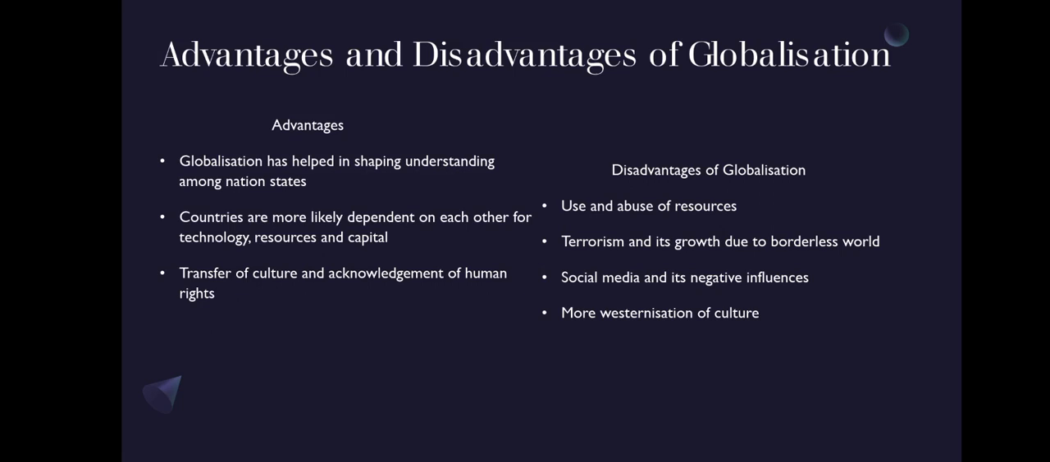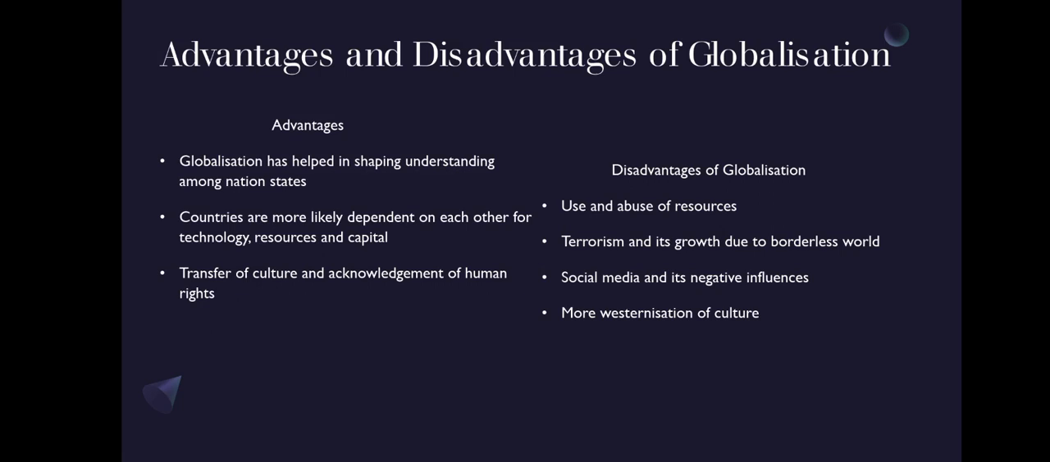That means the nation states are more comfortable with each other because they are sharing information. Countries are more dependent on each other for technology, resources, and capital. Obviously, the bigger countries provide resources and technology to the smaller countries, and the smaller countries get capital, so they deliver services to them. That we have learned already.